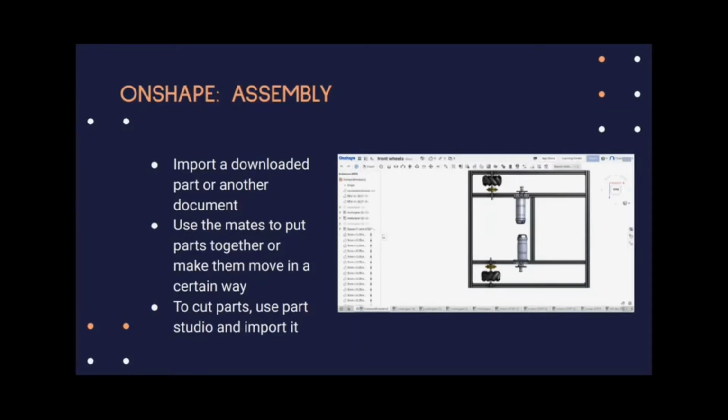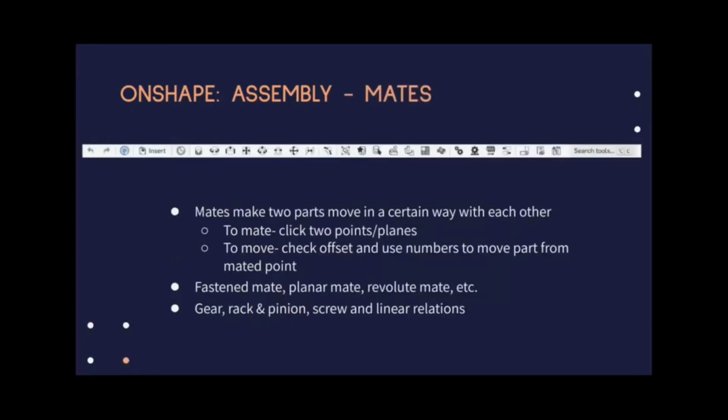If you need to alter a certain piece, such as cutting it, you can first use Part Studio to make the changes before importing it into the assembly. Mates can be used to put two parts together or make them move in a certain way with each other, depending on the mate you use.